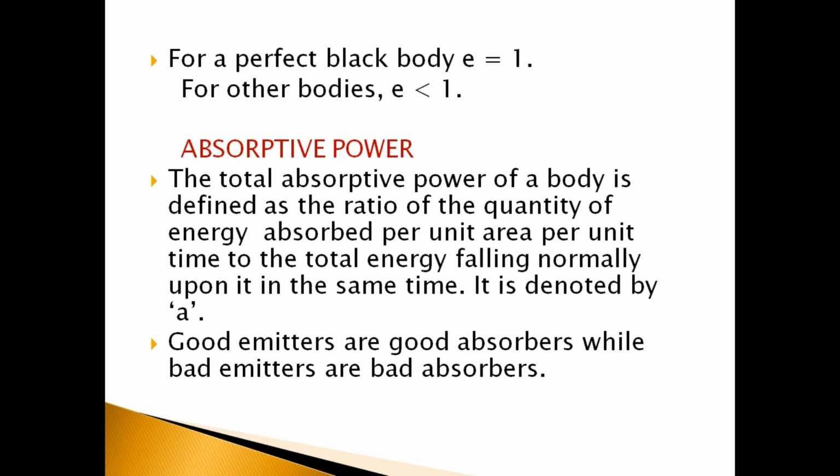Now next is absorptive power. The total absorptive power of a body is defined as the ratio of the quantity of energy absorbed per unit area per unit time to the total energy falling normally upon it in the same time. It is denoted by small a. Now an analysis on absorptive power and emissive power shows that good emitters are good absorbers also, while bad emitters are bad absorbers.